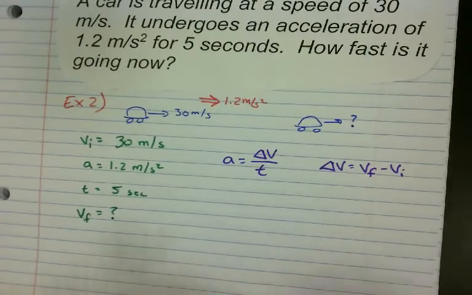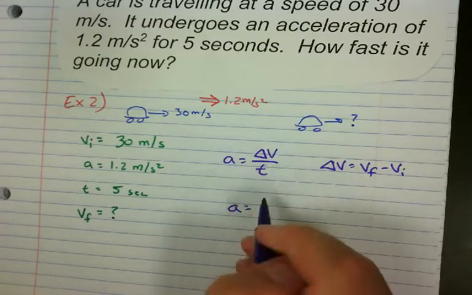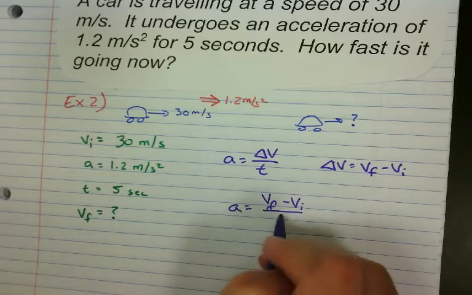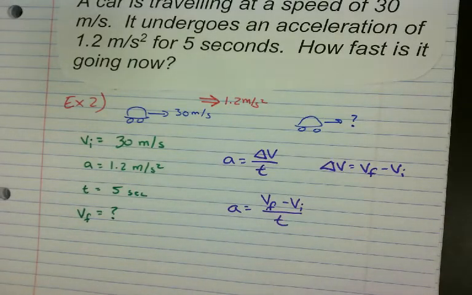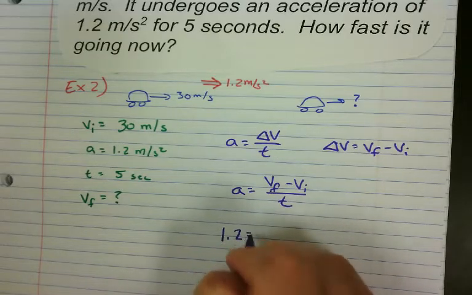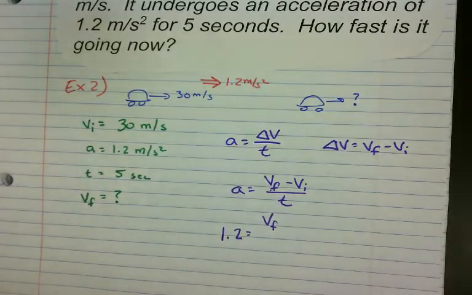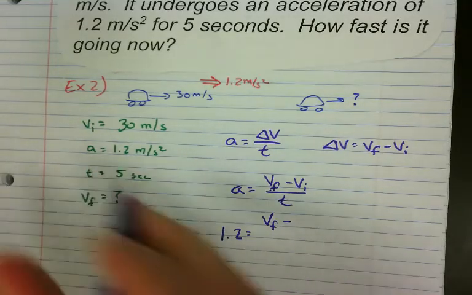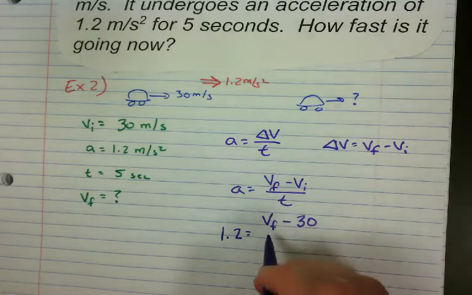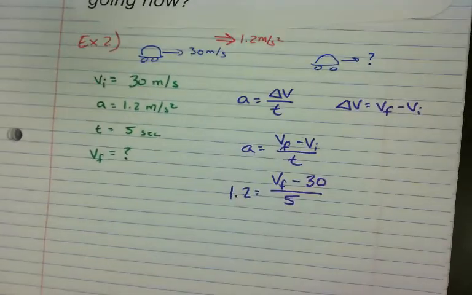Now in this case, I can actually combine both of these together. So I'm going to plug in the VF minus VI up here. So delta V is VF minus VI. So I've got acceleration equals VF minus VI over T. And then I can plug in my numbers. I've got 1.2 for A equals the VF I don't know, so I'm just going to write VF, minus VI is 30, divided by time is 5. So that's my plug and chug step.